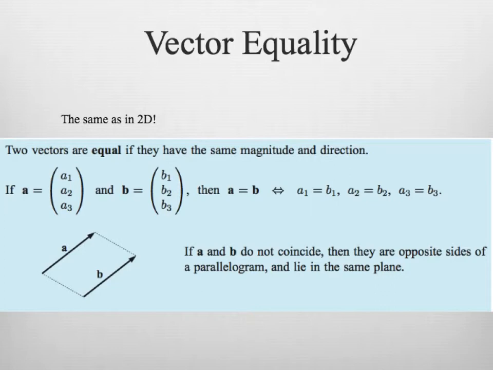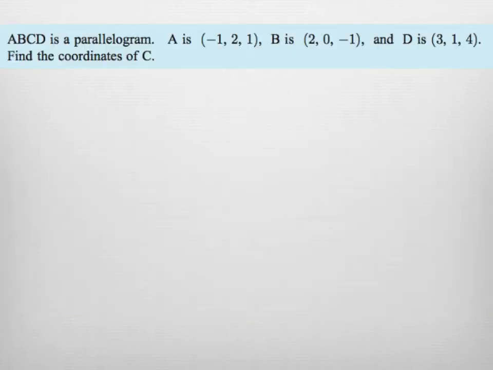This little theorem here says if A and B don't coincide, then they're going to be opposite sides of a parallelogram. They're always going to form a parallelogram, and they're always going to lie in the same plane. You can always create a plane using those two vectors. So let's try an example here. It says ABCD is a parallelogram, and we have these 3 points, and we're looking for the 4th point. We have A, B, and D, and we're looking for C.